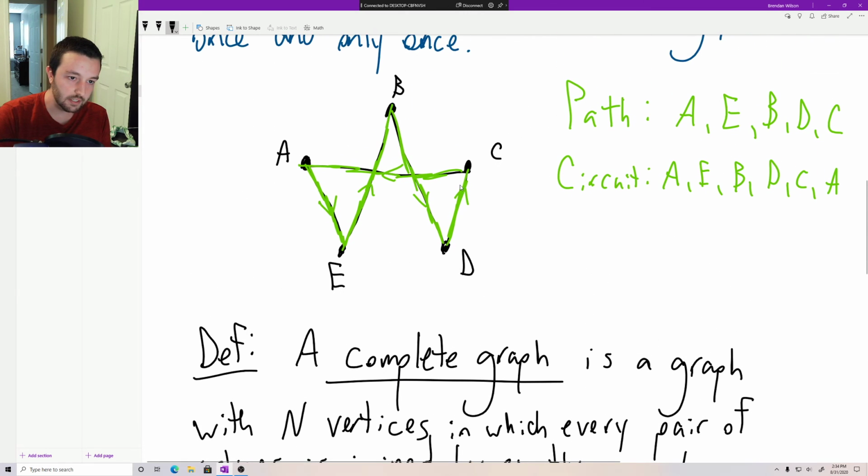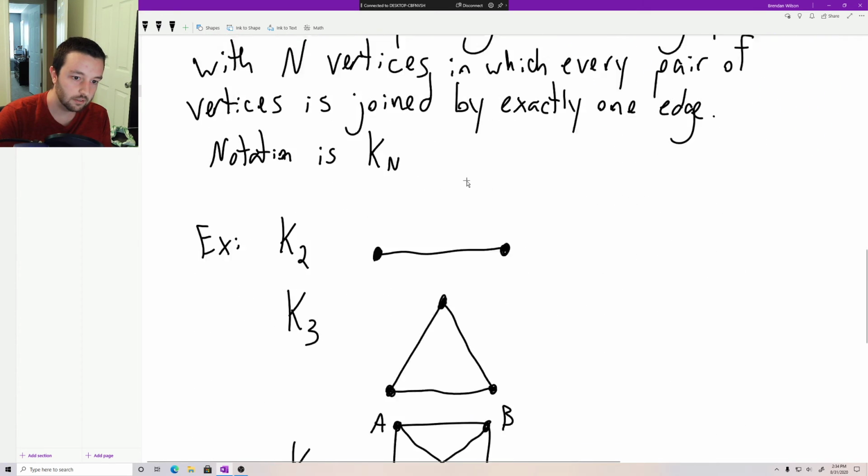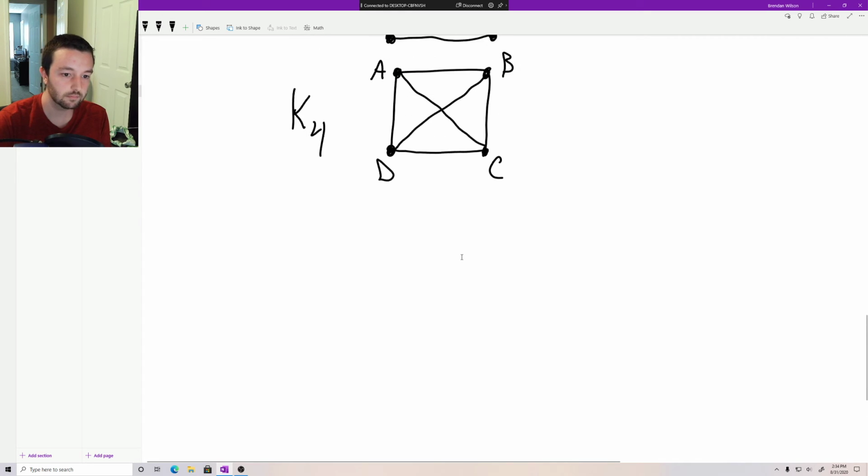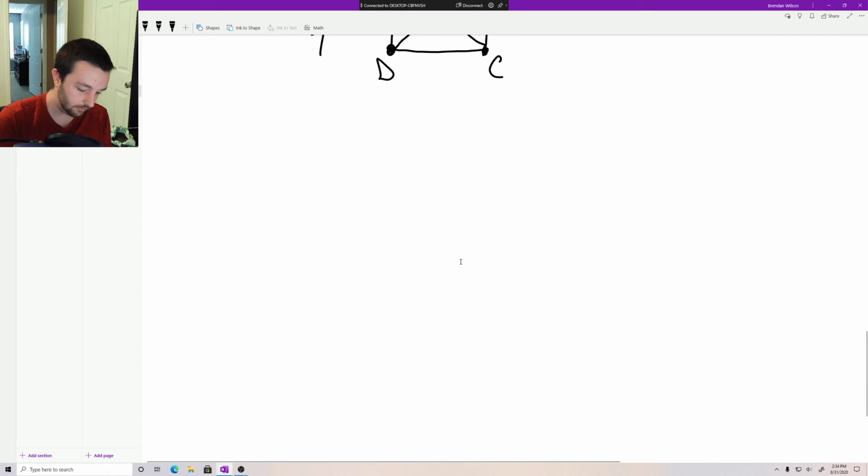K5, maybe we could look at this one up here and try to complete it. Let's see. Whoops. My bad. It's fine. I'll just redraw it here.